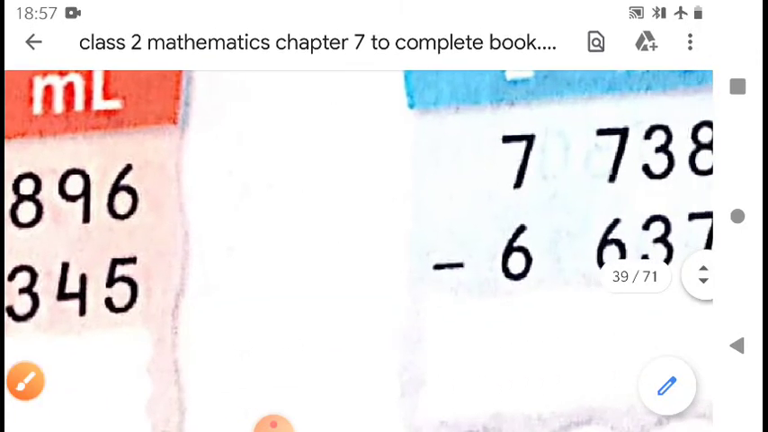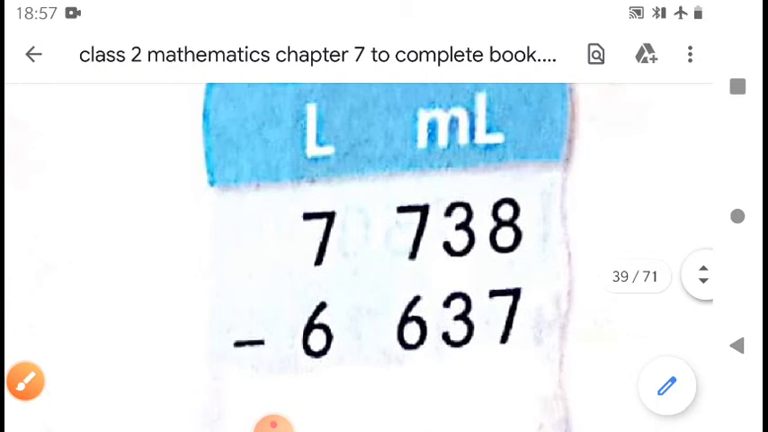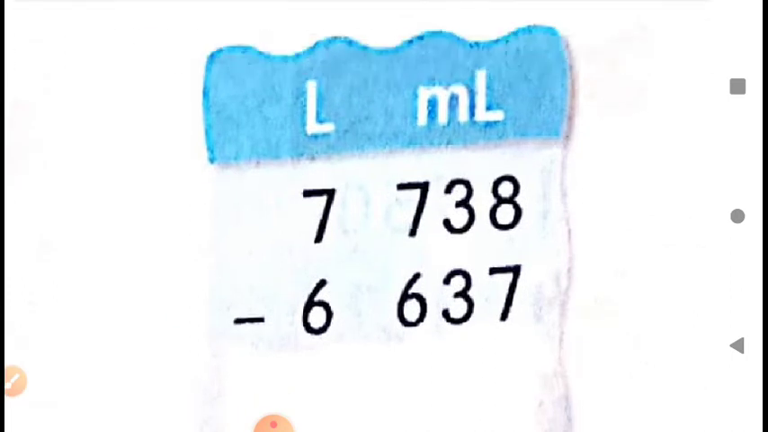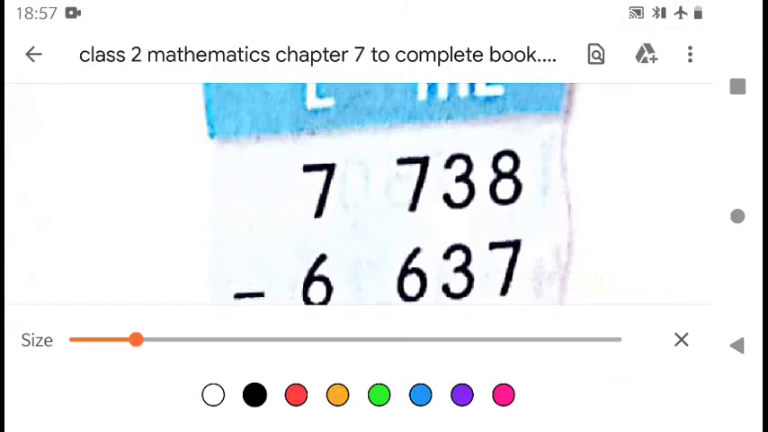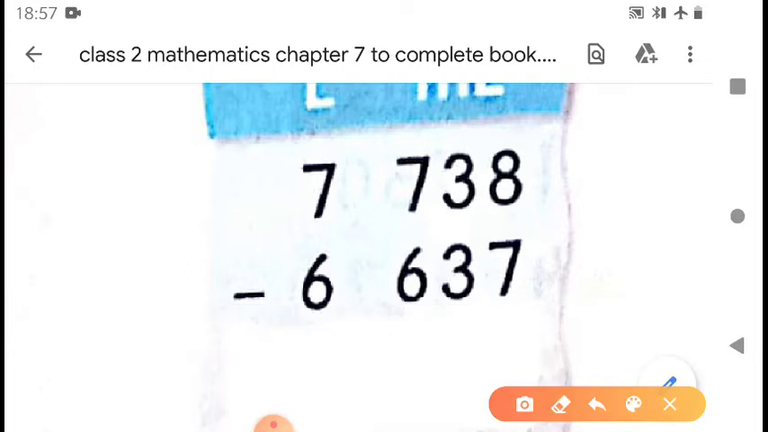Next one is 7 liter 738 milliliter minus 6 liter 637 milliliter.